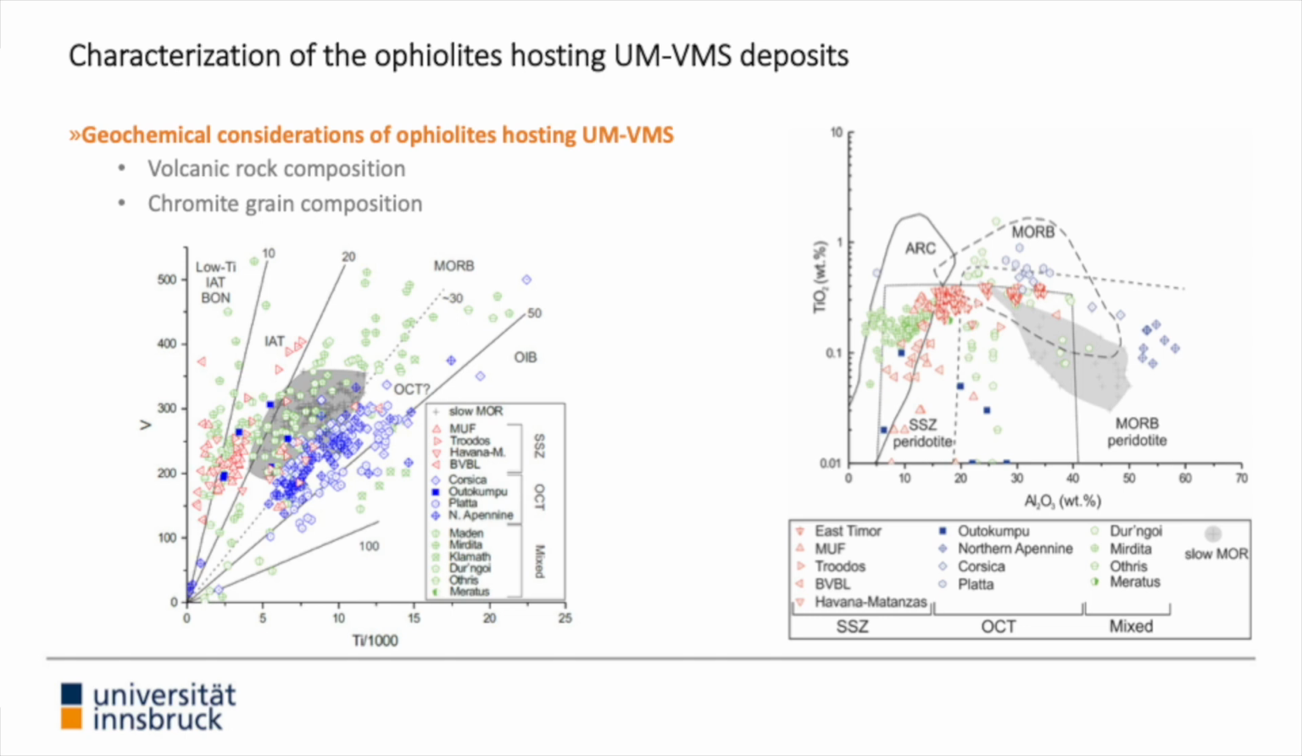On the right corner, this is also for chromite composition, depending on the titanium and aluminum content. You can see on the right part you have the MOR environment, while on the left part you have the more suprasubduction zone type environment. And we can see, depending on the locality, we have different geochemical signatures. So that's also another tool that helps us to characterize the ophiolite where the mineralizations are present.